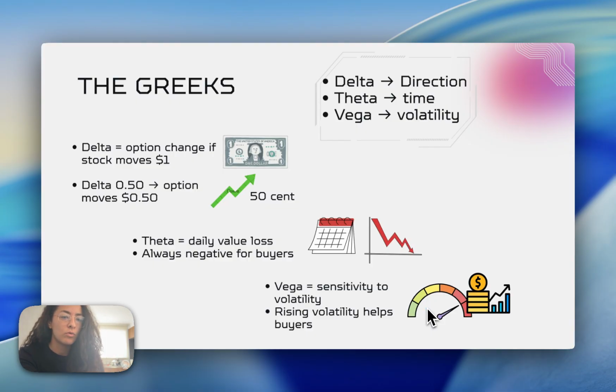So when you open an option chain, you will always see these Greeks. Delta, which measures direction, theta, which measures time, and vega, which measures volatility. Next lesson, we will talk about how to use them, and we will also see in real time how they affect the option value.